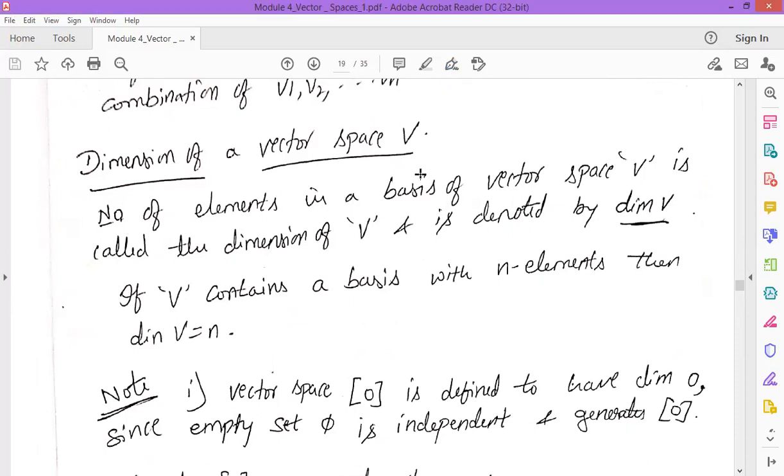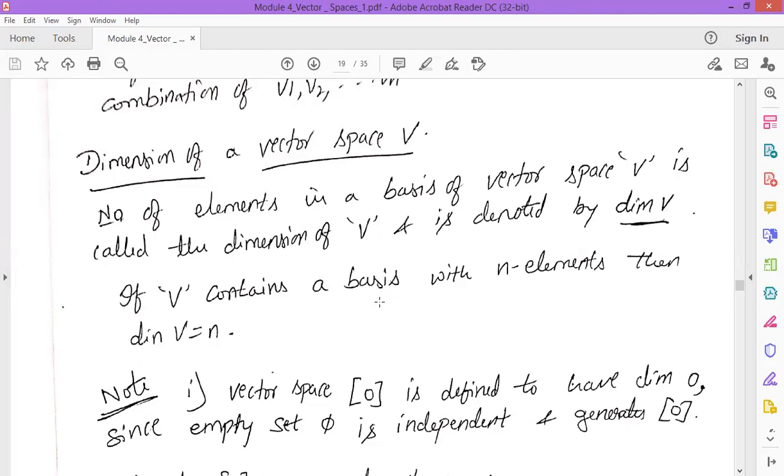space V. So suppose we have obtained 2 columns, for example 1 0 0, that is one column, and 0 1 0, that is the second column. In such a case we can call the dimension of that vector space 2. So the number of elements in a basis of vector space V is called the dimension of it. We'll solve problems on that and we will get a clear idea. And this dimension is denoted as dim V.